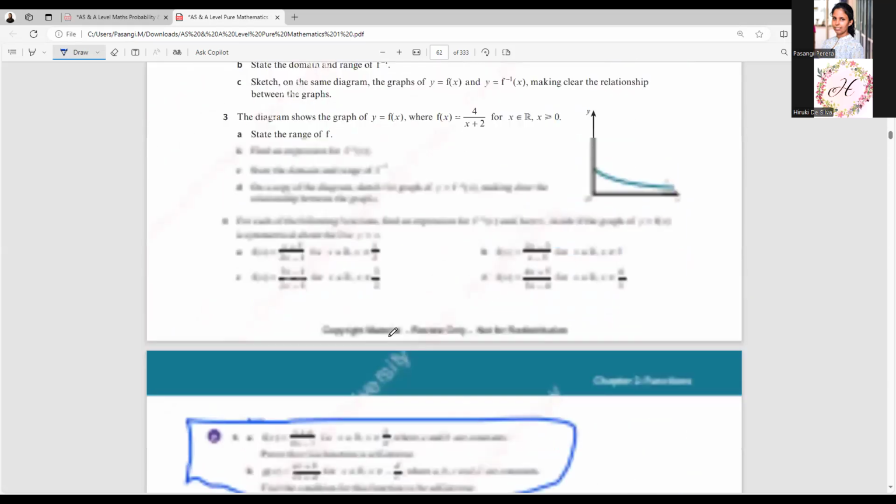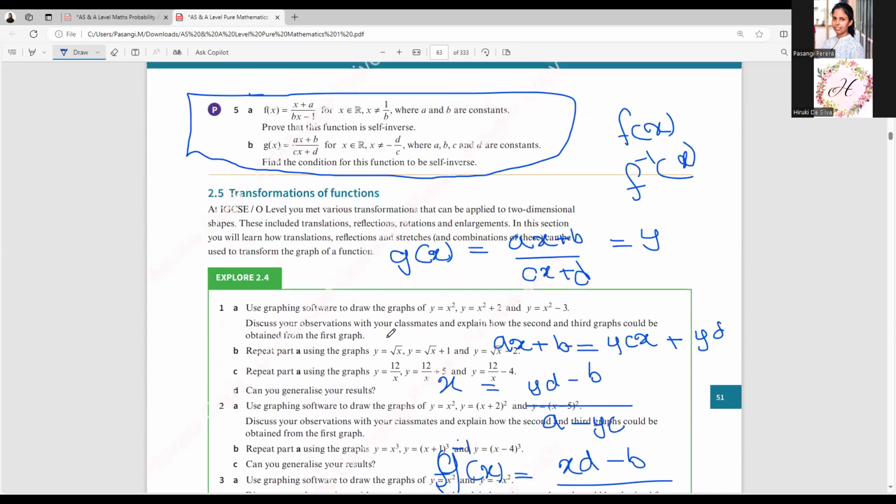Now, what have they mentioned here? Find the condition for this function to be self-inverse. If it is to be self-inverse, the exact relationships among a, b, c, d depend on solving these equations, resulting in the general case.